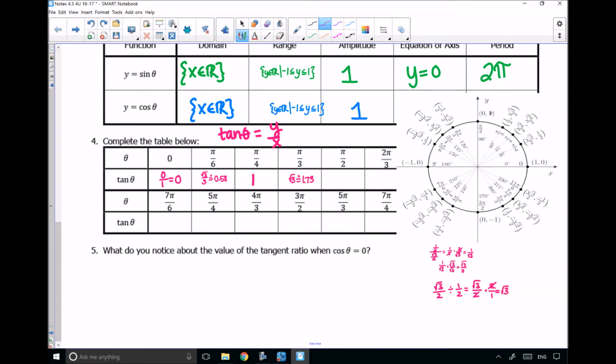I do pi over 2, I want to take my y value, which is 1, divide it by my x value, which is 0, so I get 1 over 0, which is impossible, it's undefined. So I'm going to get an undefined value right here, okay?